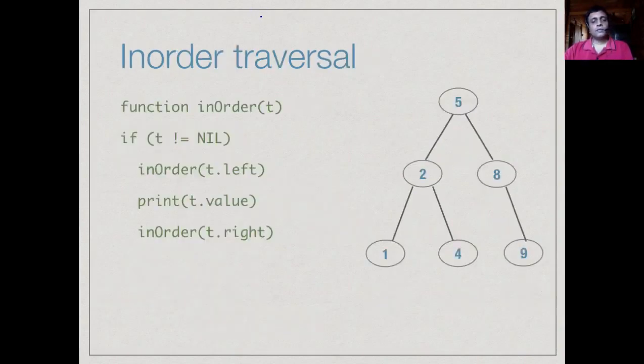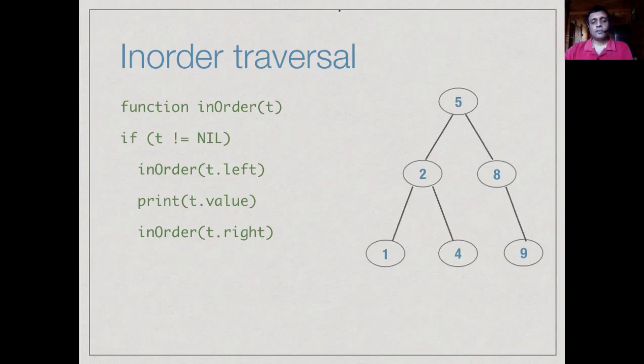So the first thing that we can do with a binary search tree is to list out its values in sorted order. This is called an in-order traversal. An in-order traversal is a recursive traversal. It is a way of walking through the tree so that we first walk through the left subtree, then the current node, and then the right subtree.